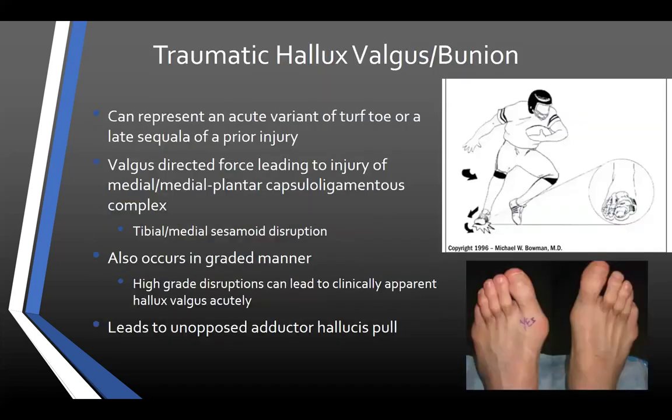So now we'll look a little bit more at the specific variant that draws more attention towards operative repair, the traumatic hallux valgus or traumatic bunion variant. As we mentioned before, this injury is often seen with a valgus-directed force and can often be seen when the player is making a cutting or planting move on the field. These are also clinically graded on a severity scale and can represent an acute variant of turf toe that appears within weeks of injury, or can develop as a late chronic sequela of a prior injury.